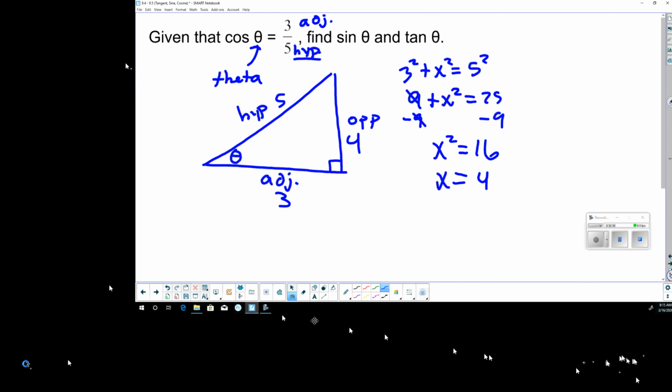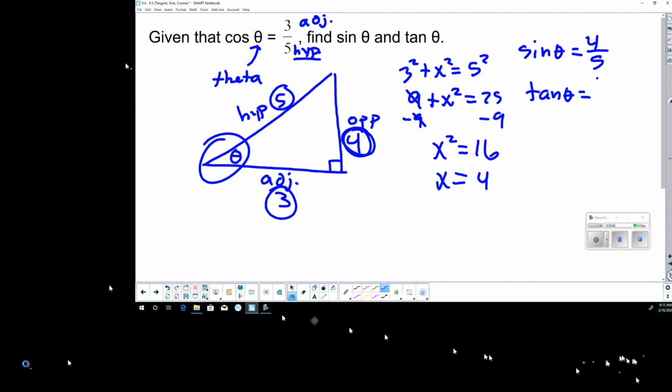Okay, now it wants me to find the sine and the tangent. So all I do is the sine of theta. Here's my theta. Sine is opposite over hypotenuse, so the answer is 4/5. I'm done with that. Tangent of theta. Tangent is opposite over adjacent, so it's 4/3. Okay, so I've got my two answers right there.